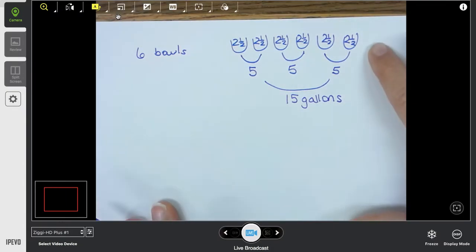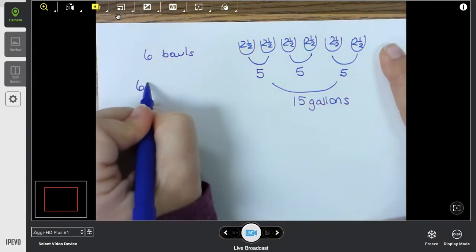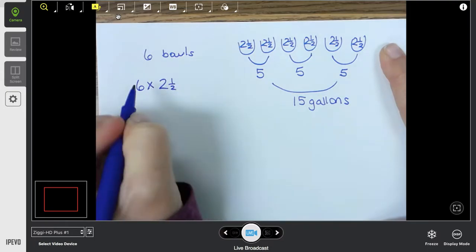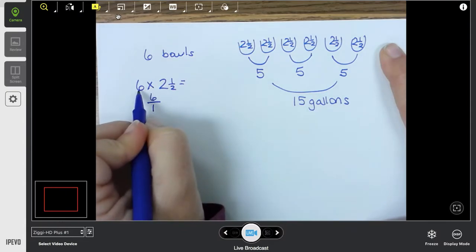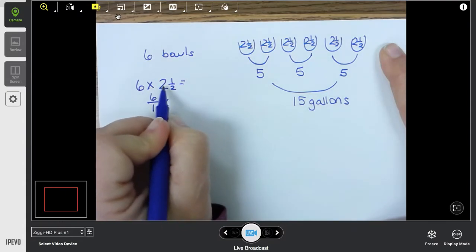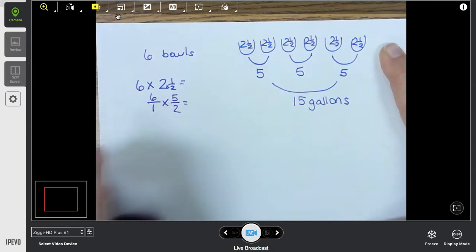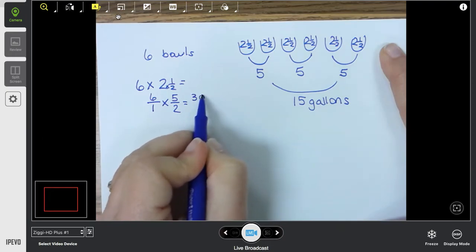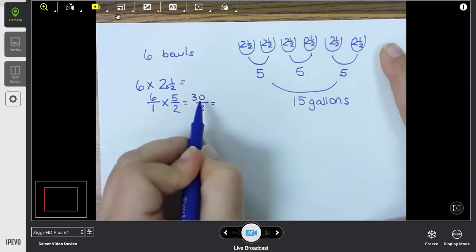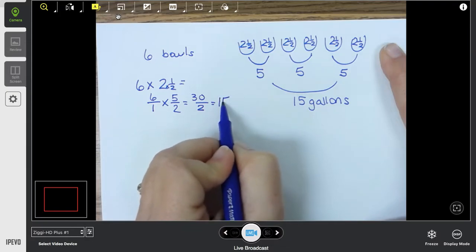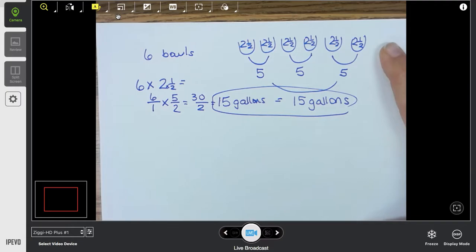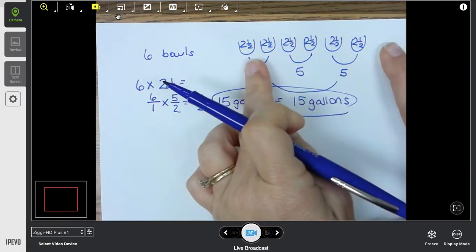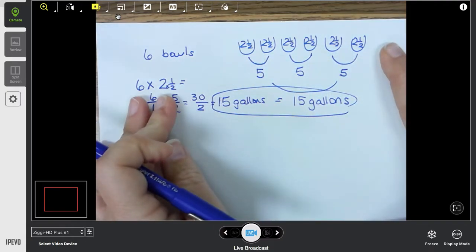Now, if you wanted to do this without the picture, I know 6 bowls times 2.5 gallons in each bowl. I can do this also. We're going to make this an improper fraction by putting it over 1 and then make this improper. 2 times 2 is 4 plus 1 is 5. 5 halves. 6 times 5 is 30. 1 times 2 is 2. What's 30 divided by 2? 15 gallons. So you could do this either way and you'll still get she has 15 gallons, whether I'm drawing the picture with the bowls or I'm using a multiplication problem.